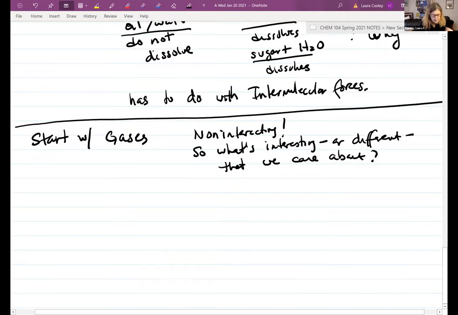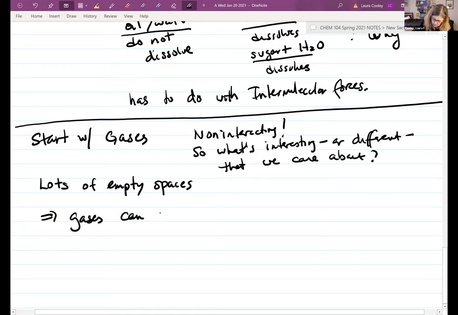Okay, so maybe you could come up with it. Brian said there's lots of empty space between particles. That is certainly a really big deal about gases. Lots of empty space allows them to be compressed. So gases can be compressed. I'm going to talk about that.